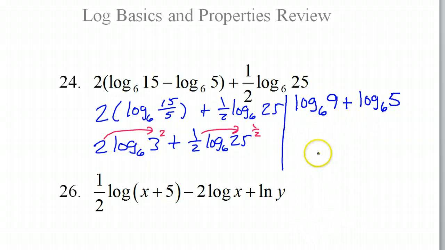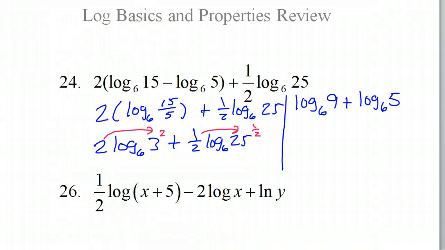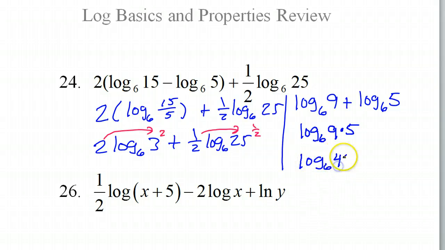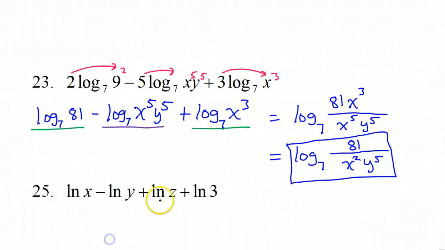And so I will do one last rule. This is addition now, so that's going to be my product rule. Alright, addition becomes multiplication when you condense. So this is going to be log base 6 of 9 times 5. And you can feel free to skip this step and go straight to log base 6 of 45. I'm just showing it because if I don't, I'm going to lose somebody. Don't want to lose somebody. Someone like you. Alright, so that's 24.